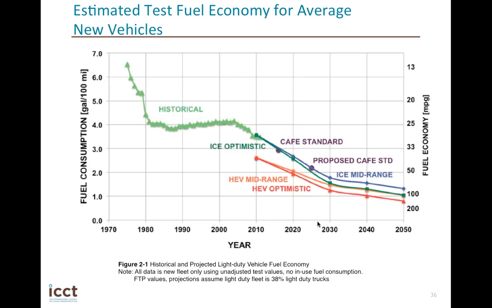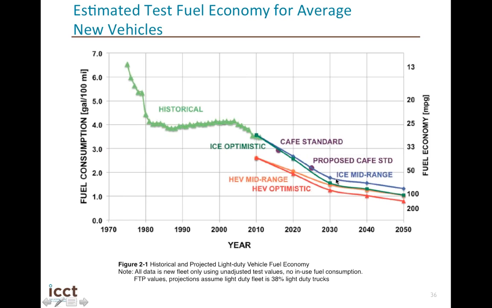And here's the summary slide for ICEs and hybrids. So on the y-axis is fuel consumption. On the second y-axis is fuel economy. They're just the inverse of each other. And this is by year. Green is the historical. We saw a big reduction in the 70s and early 80s. It was flat for a long time. And now we're starting back down again.